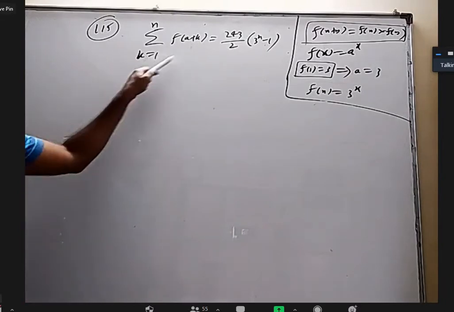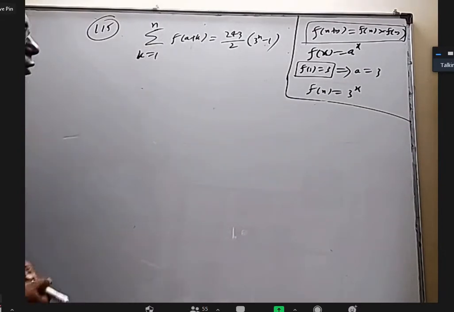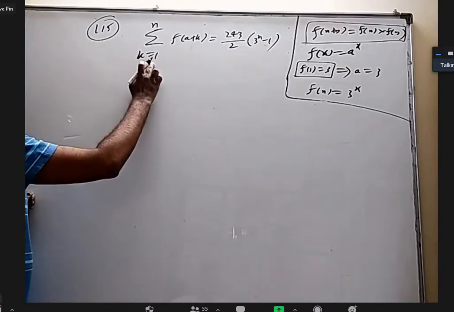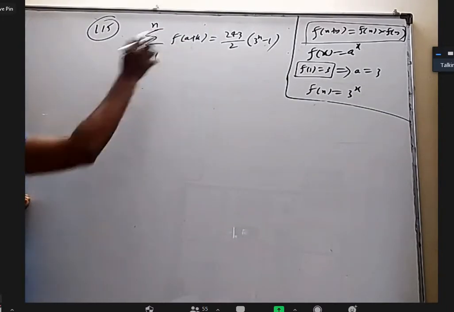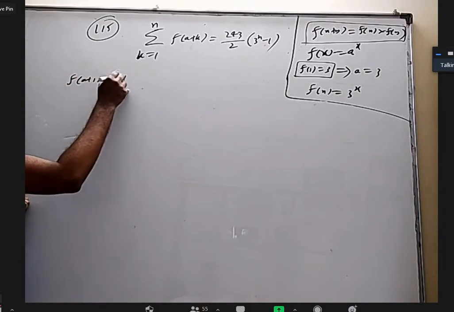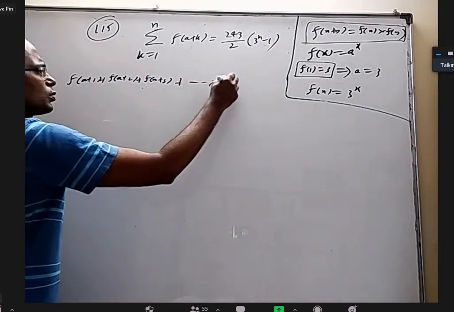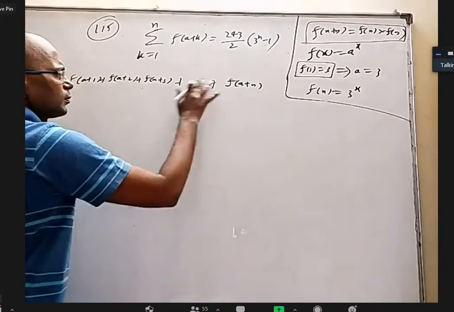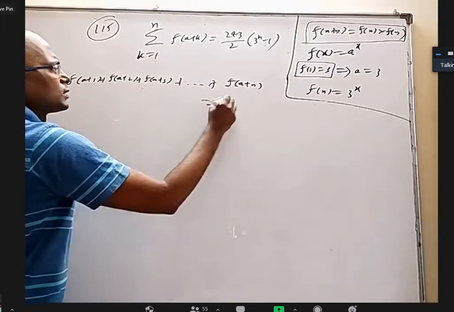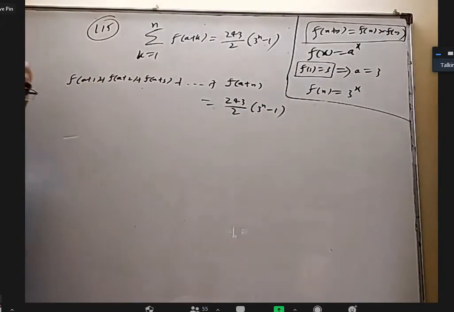Now, this is an equation, and what are we supposed to find? We are supposed to find a value. So what is f of a? k is changing from 1 to n. Let me put it here. It is f of a plus 1 plus f of a plus 2 plus f of a plus 3, and so on up to f of a plus n, is equal to 243 by 2 into 3 power n minus 1.